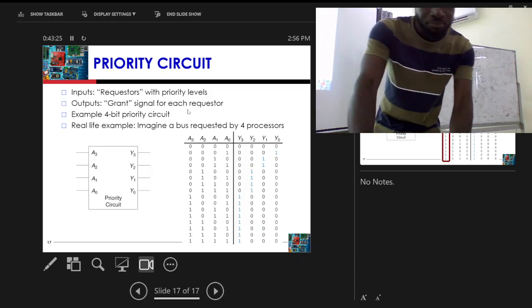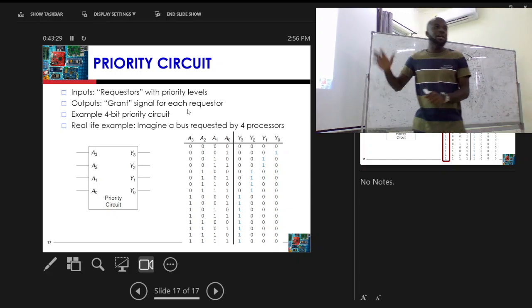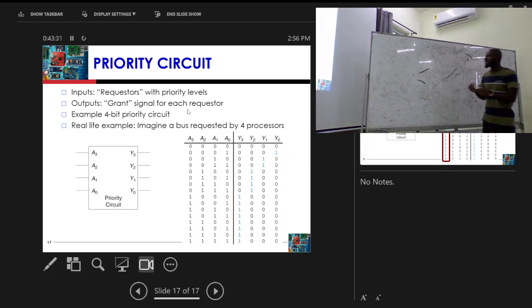Okay, so now this is how the priority circuit works. In the exact same way, from memory, CPU, how you write it. So the request lines are A3, A2, A1, A0. Have you seen it? Pay attention to the table. The request lines are A3, A2, A1, and A0. The output lines are Y3, Y2, Y1, and Y0.